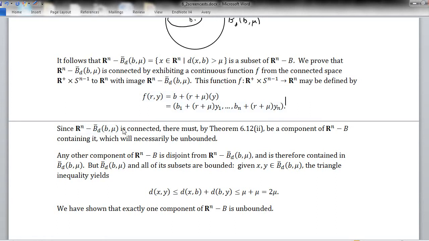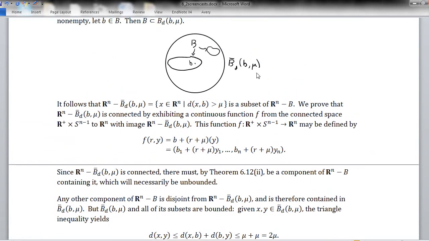All right. Well, that's connected, and remember, it is a subset of Rn minus b. So by theorem 6.12 part 2, there must be a component of Rn minus b that contains this connected subset. And that component is certainly unbounded because it contains an unbounded set. So we've found that there's at least one unbounded component. It's the one that contains the complement of this closed ball.